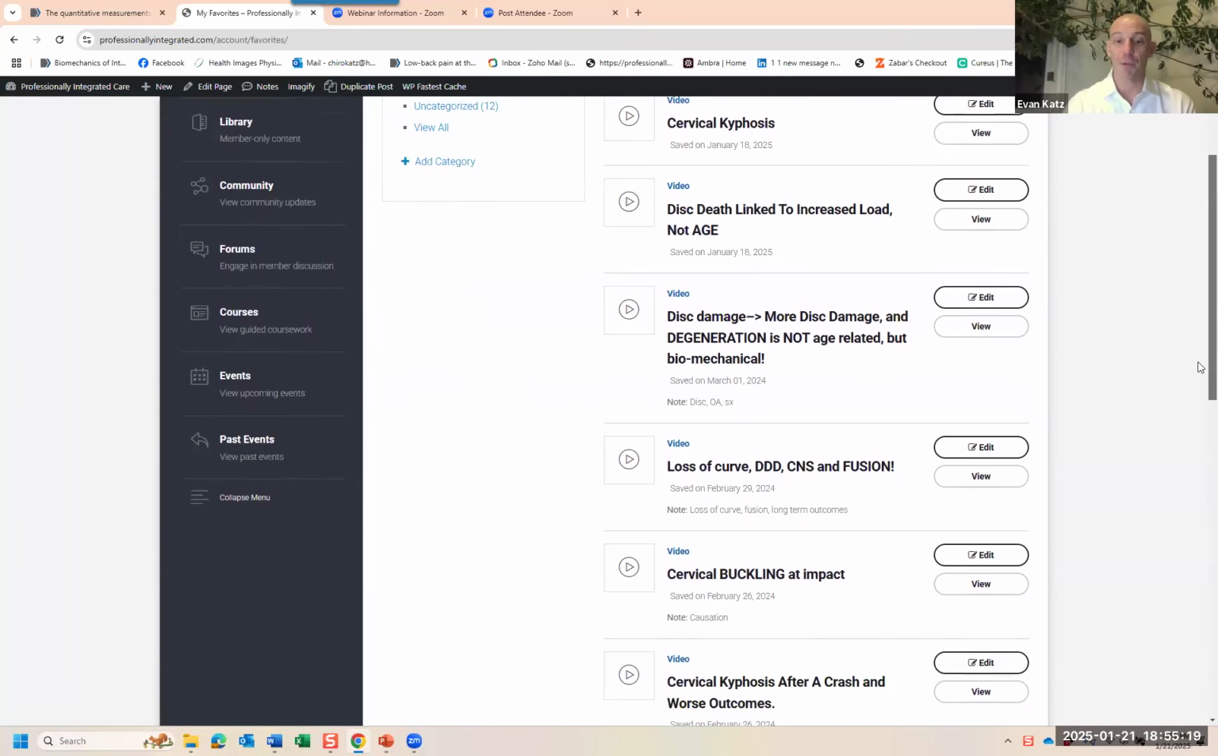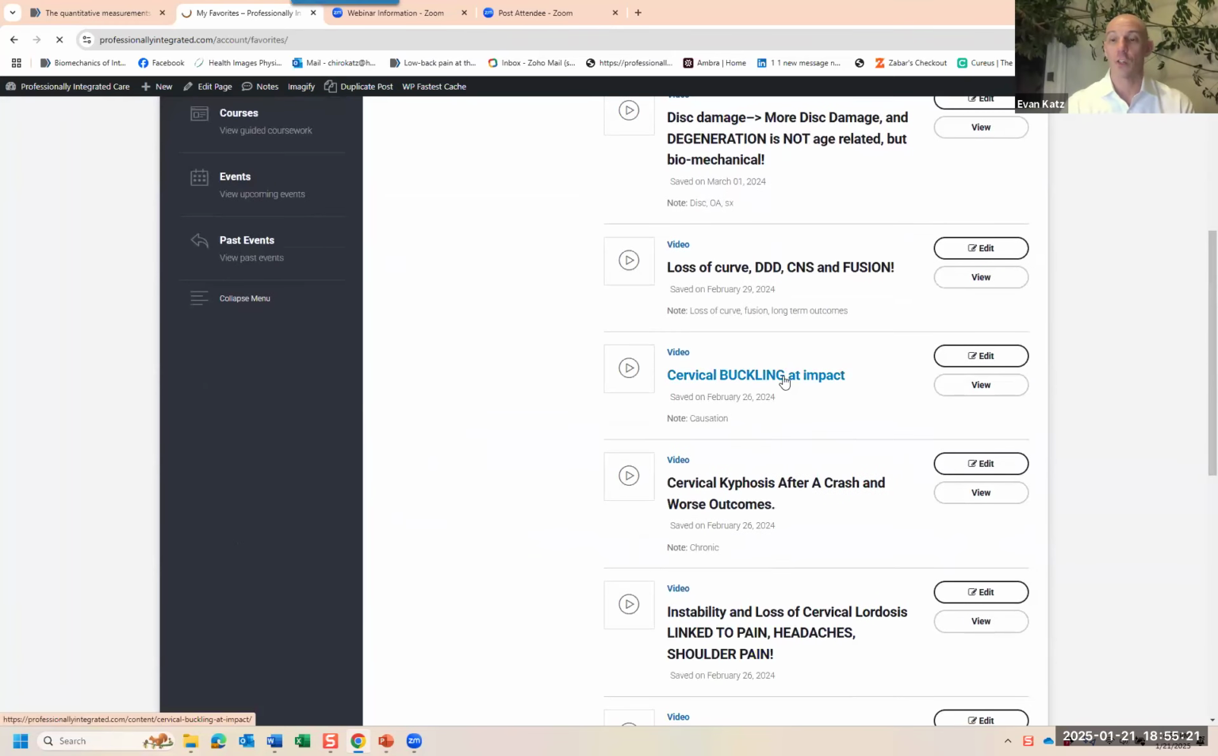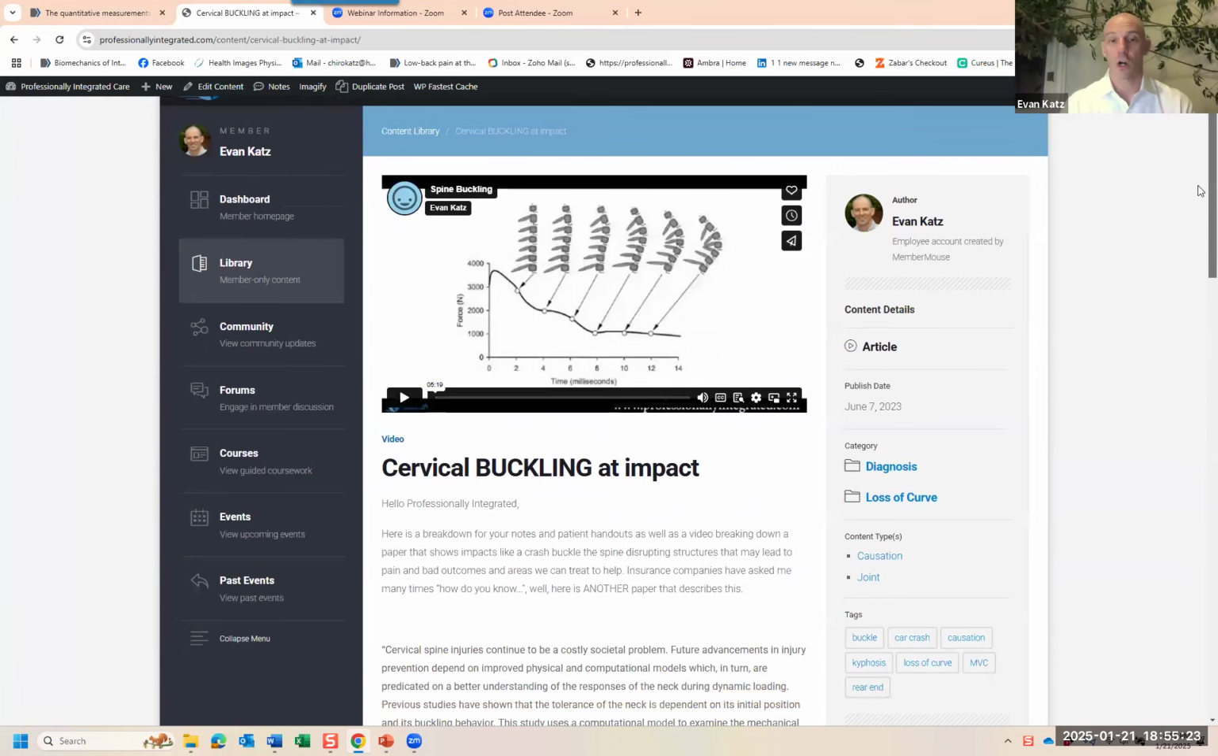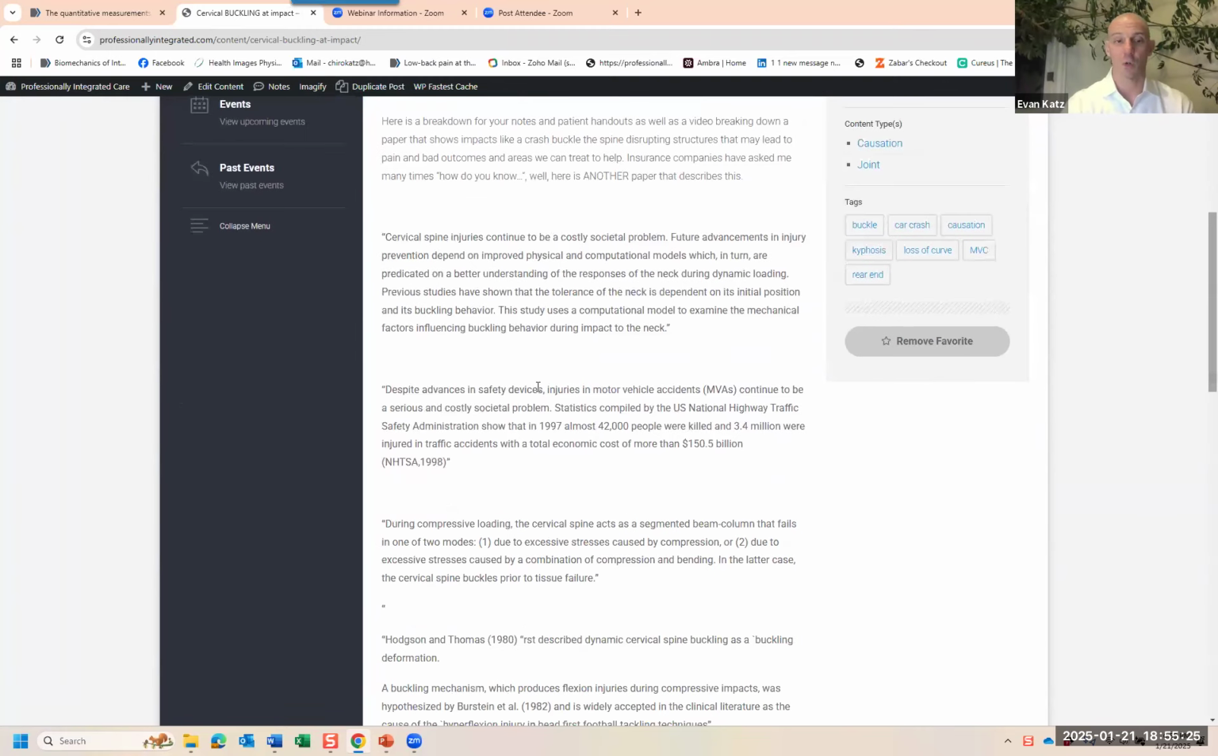I'm going to have a bunch of stuff in here. Okay, here's one: cervical buckling and impact. Car crashes cause buckling, right? You can quickly copy, paste, show them, print it out, have it at the front desk, or email it to them. And I talk to them. Hey, John, you're involved in a crash. We came up with instability. You're having neck pain. On your physical exam, it showed ABC, whatever you found. This correlates to your findings.